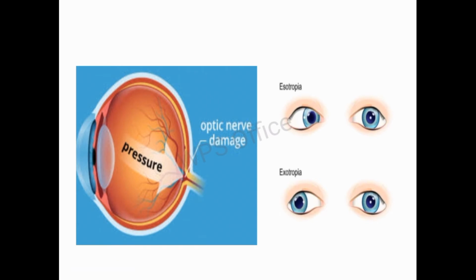The optic nerve performs an important function for our vision. When the optic nerve is affected, the person cannot see properly. And the left side picture shows the symptoms of strabismus, in which the person cannot align both eyes together.